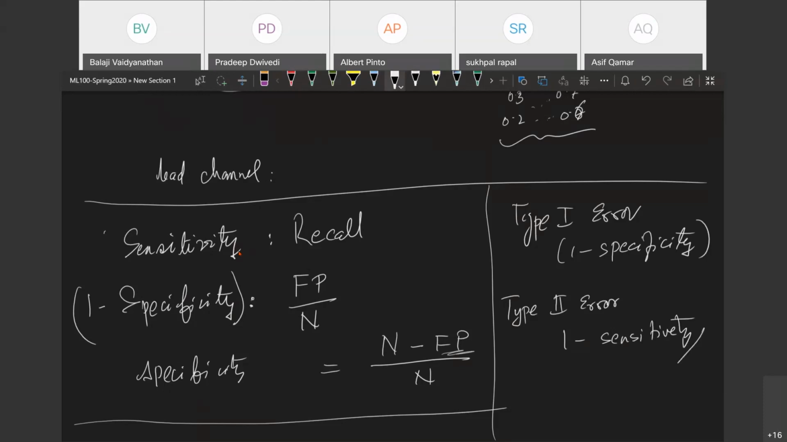Or recall. So why do all of these names derive from a simple confusion matrix? Why do we have that? The reason is this terminology existed in different statistical and machine learning literatures, and different communities used different words for it, and they looked at the situation differently.